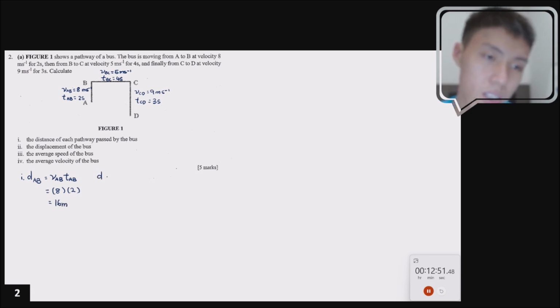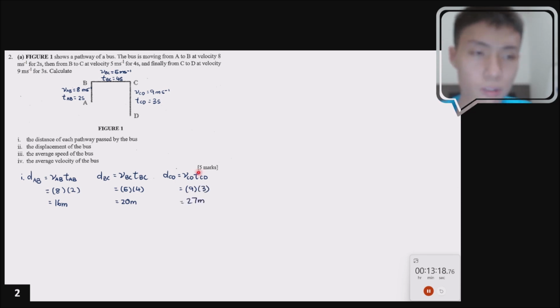Continue. Distance from B to C will be the velocity of B to C times the duration from B to C. Again, this will be 5 times 4, which equals 20 meters. And lastly, your distance from C to D is the velocity from C to D multiplied by the duration from C to D. So that will be 9 multiplied by 3, which is 27 meters. So I think that answers the first question, which is to find the distance of each pathway. They didn't ask me to sum it up, so I will not be summing it up. So let's do question 2.